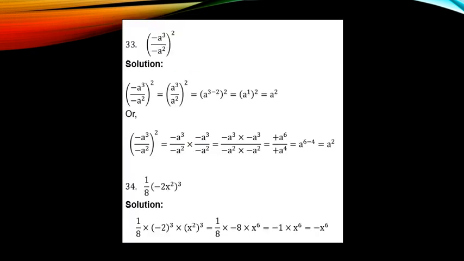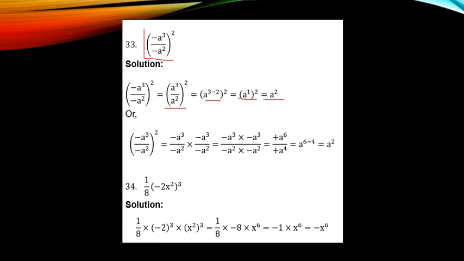Example 33. We have this problem, bracket open, minus a cubed divided by minus a squared, bracket close, power of 2. The first approach is that when you divide a negative number by a negative number, it becomes positive. That is why we have this step here. So if we resolve inside the bracket by applying the division law, you have a to the power of 3 minus 2, all squared. That is a power 1 all squared. And if you apply the power law, you have 1 times 2 and you have a squared.